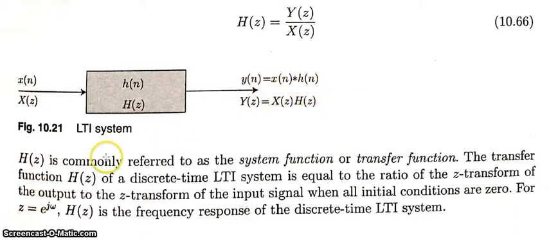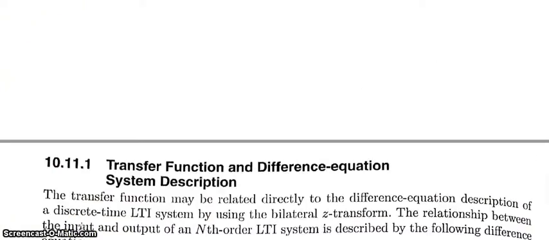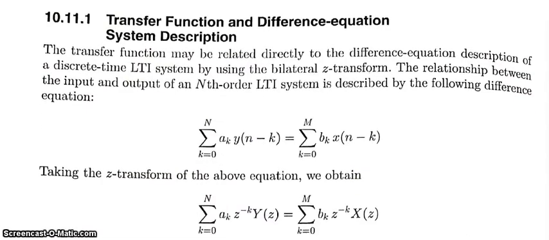Okay, so the transfer function H of Z of a discrete time LTI system is equal to the ratio of the Z transform of the output to the Z transform of the input signal when all initial conditions are 0. And when Z is equal to e raised to j omega, H of Z is the frequency response of the discrete time LTI system.